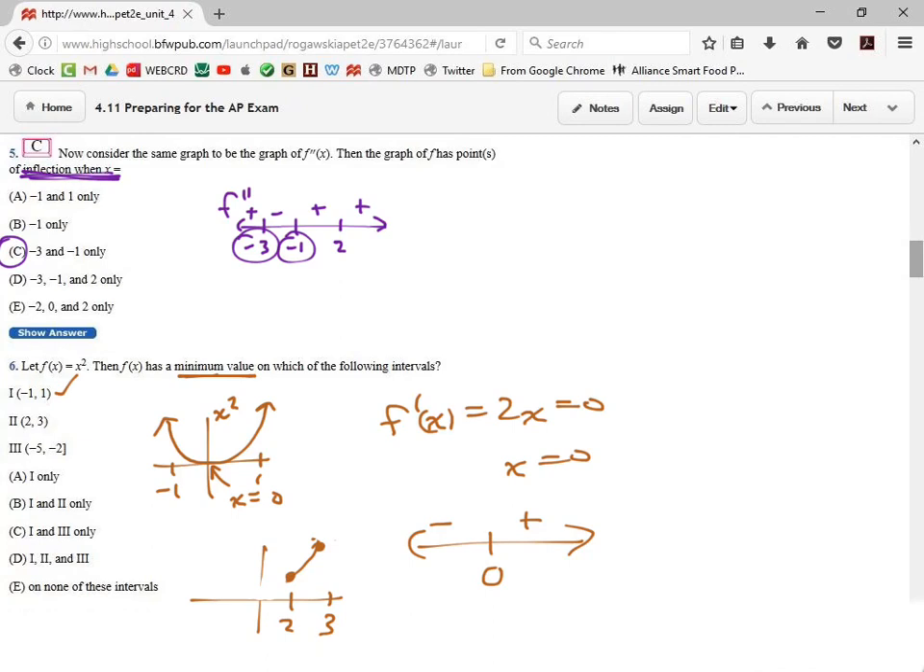But that doesn't work. And the reason why it doesn't work is because it's an open interval at 2. So because we have an open interval here and here, we don't have a minimum value. And that's just by definition. By definition, we have to have a closed interval to have a minimum value. 1 is an exception because we have a critical point right there. So that one doesn't work.